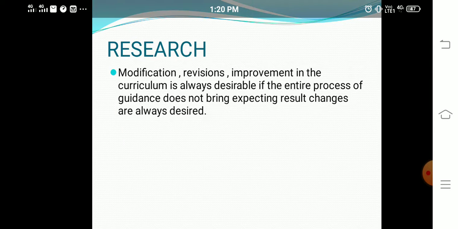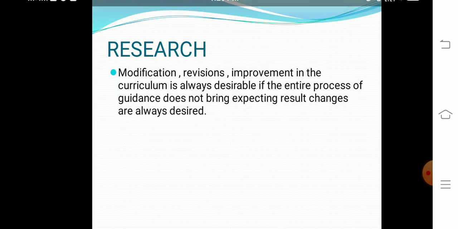Research. Modification, revisions, and improvement in the curriculum are always desirable if the entire process of guidance does not bring the expected result. Changes are also desired.